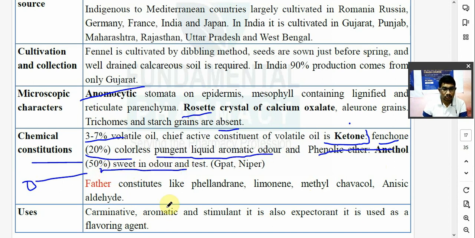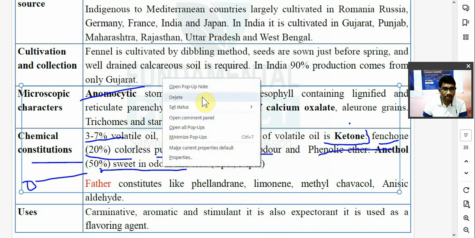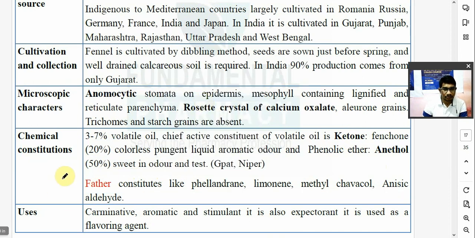A question also comes like: which principle from the fennel fruit is sweet? That is a phenolic ether, anethole. Another question is: anethole is a dash found in the fennel oil. The options will be phenolic ether, ketone, aldehyde, and so on. So which one is the phenolic ether? Anethole. Which one is the ketone? Fenchone. So fenchone is responsible for the odor of this fennel fruit and anethole is responsible for the sweet taste. Remember, two questions have come on this.